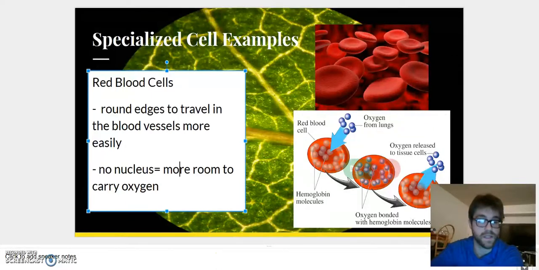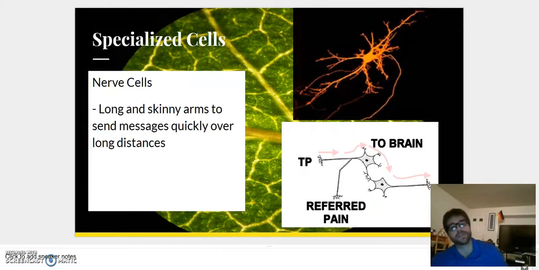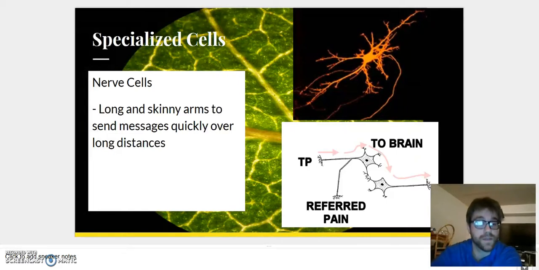All right, next we have the nerve cell. Nerve cells have long and skinny arms that allow them to send messages very quickly throughout the body. The long and skinny arms help send the signal faster from your brain to wherever it needs to go.